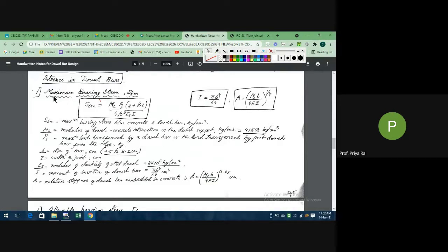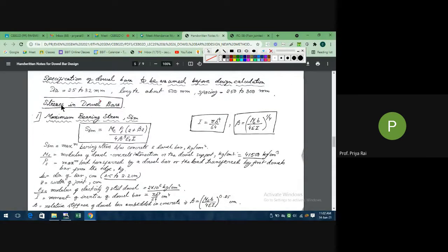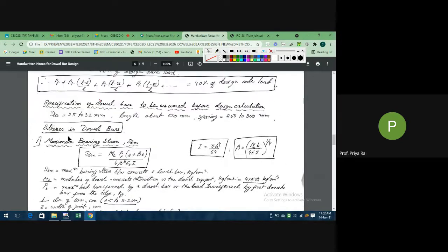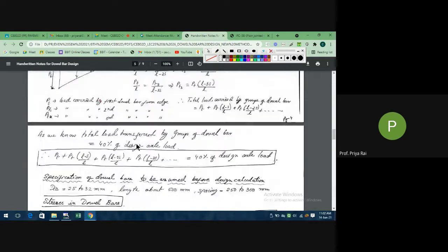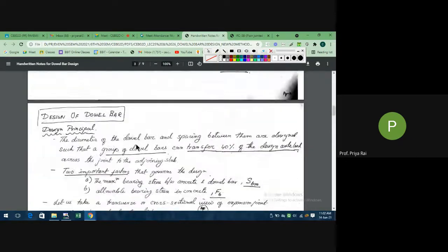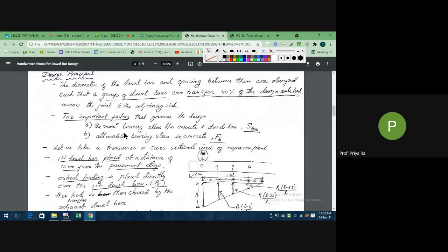I was discussing the first thing that you need to calculate, or the two important factors which we must calculate for designing the dowel bars: the maximum bearing stress, which is SBM, and the allowable bearing stress. So for allowable it is FB, and for maximum bearing stress it is SBM.